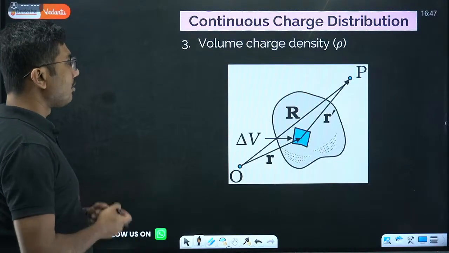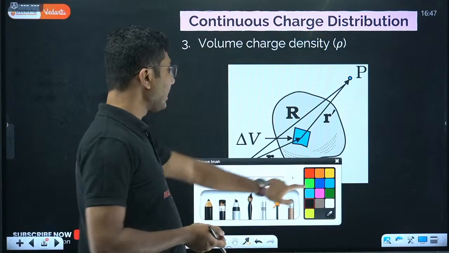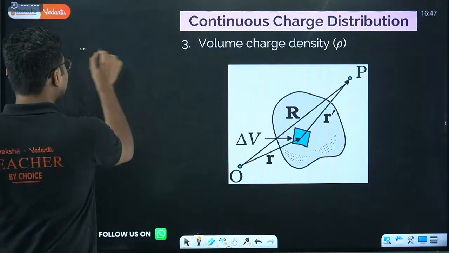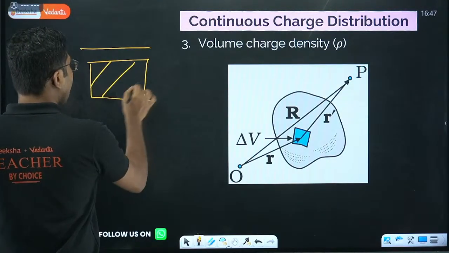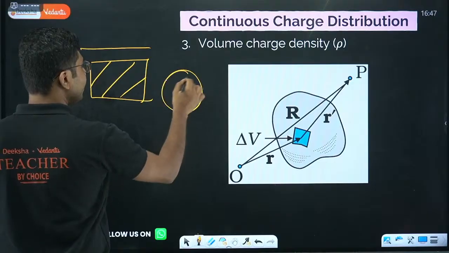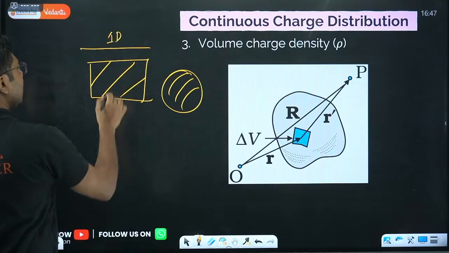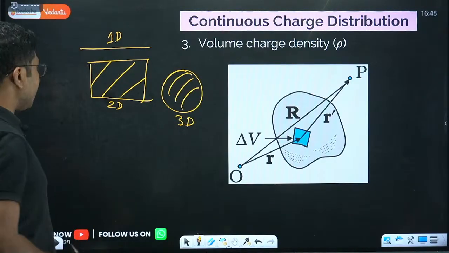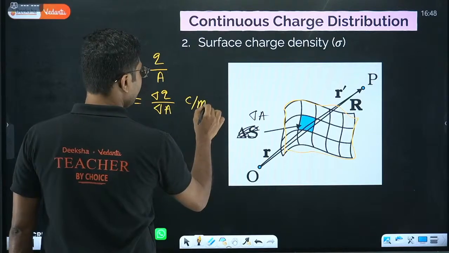And last but not the least is volume charge density, rho. First we started with one dimension, that is line. Line is one dimension, surface area is two dimensions, and last is volume, which is three dimensions. So it is 1D, 2D, and 3D. And the unit of surface charge density is coulomb per meter square.